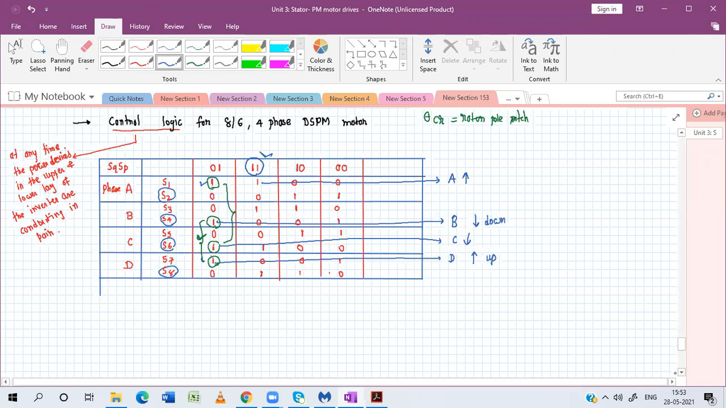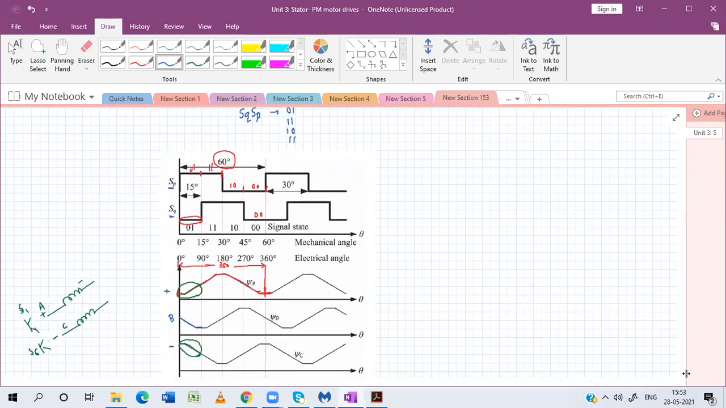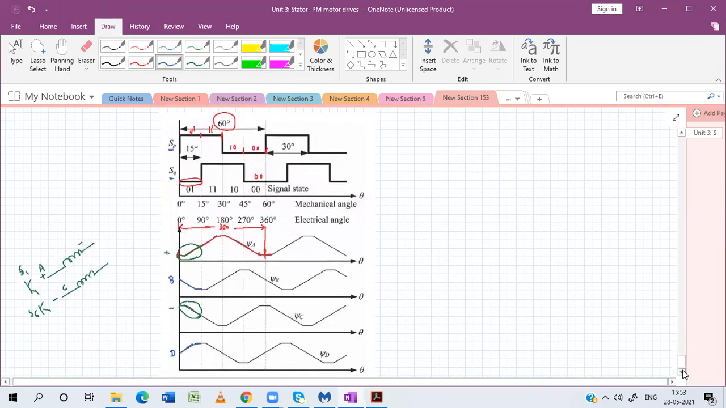So let us see about 1. Here you can see this is a 1. You can see your phase A is rising, and then phase A goes down. So by creating this control logic, you can draw this waveform.